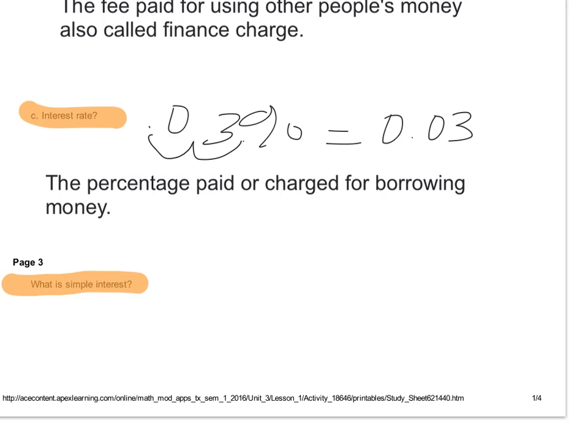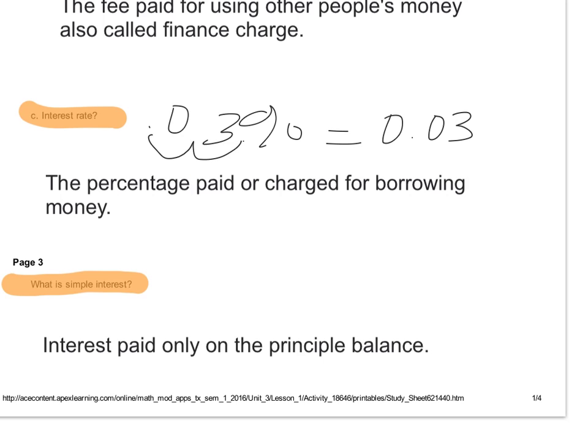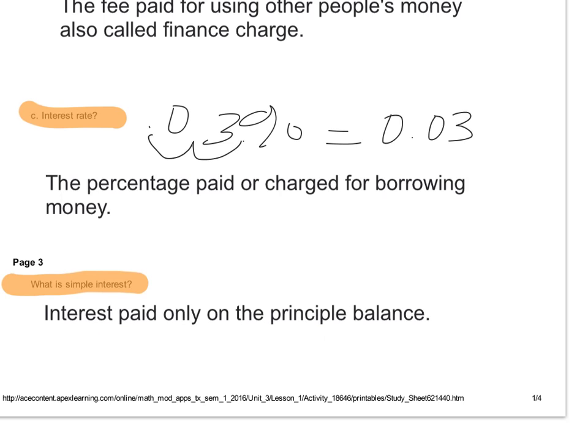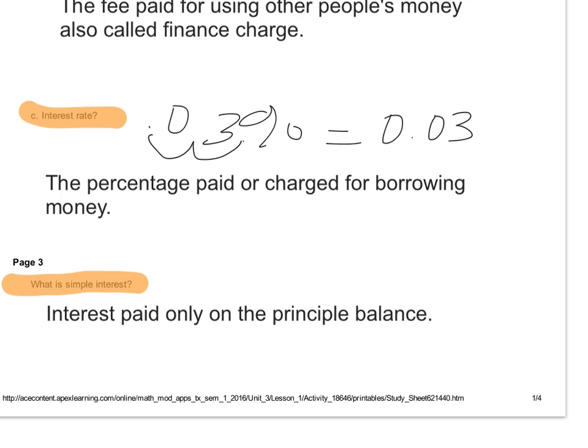So when you do your multiplication, just know that you're going to use a decimal, so you're going to have to convert. Simple interest is just the interest that is paid only on the principal balance. The simple interest is not added back to the principal balance. It's just the interest that you pay for having that available. All right. Next page.